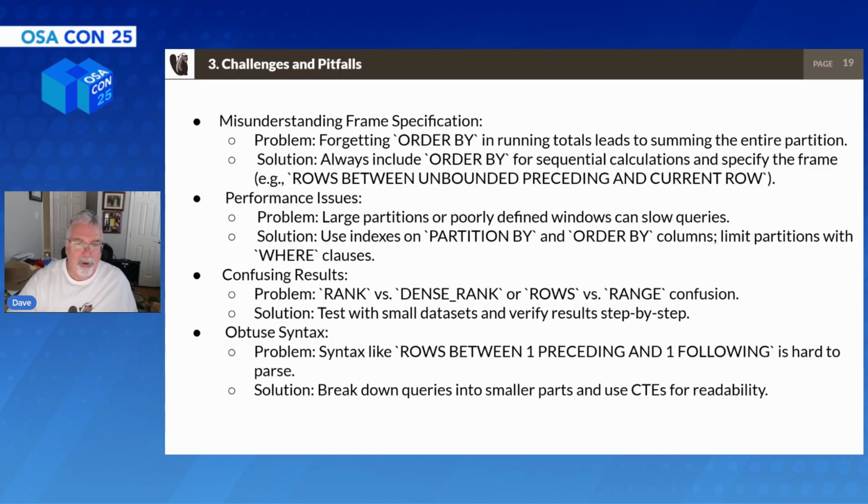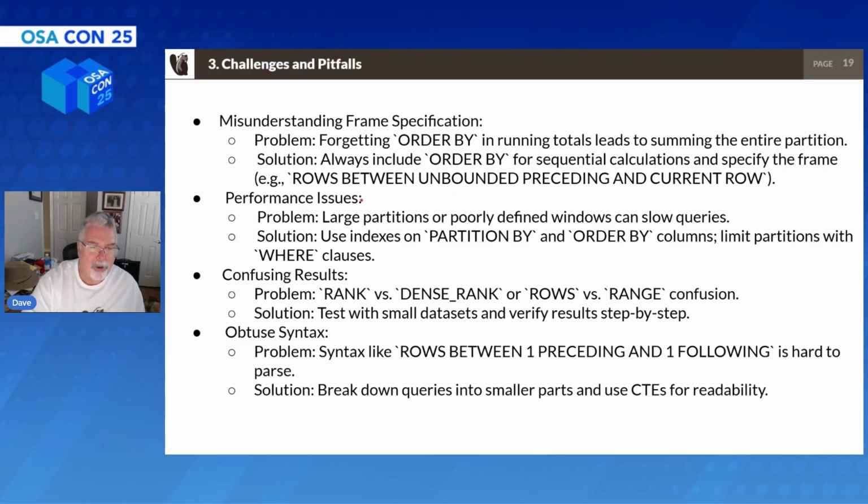When you start working this, you are going to make mistakes. Don't worry about it. You kind of have to be careful on what you're framing. Make sure that you double check your numbers. If you forget an order by in running totals, you'll get the entire partition. So if you see the entire partition, that's probably what your problem is. The solution there is always put in an order by. So order by rows between unbounded preceding and the current row.